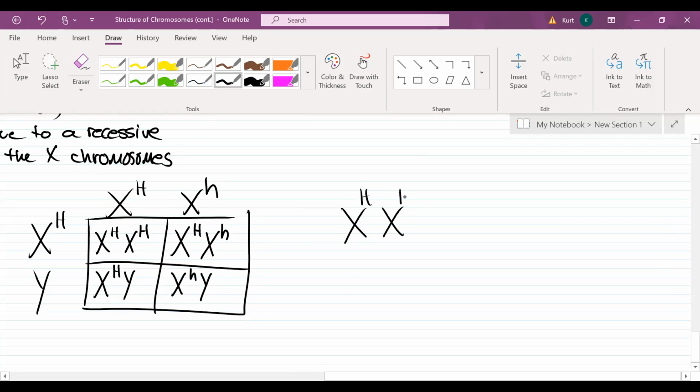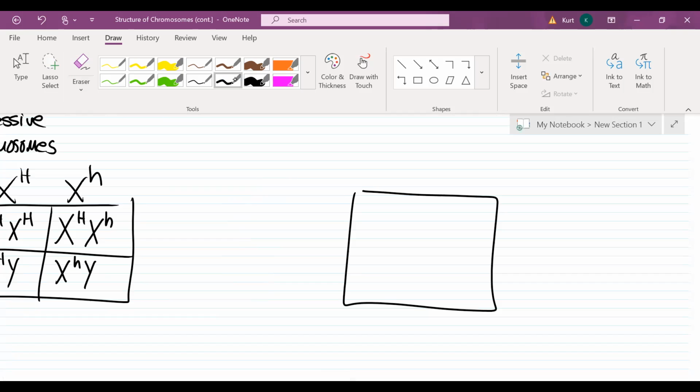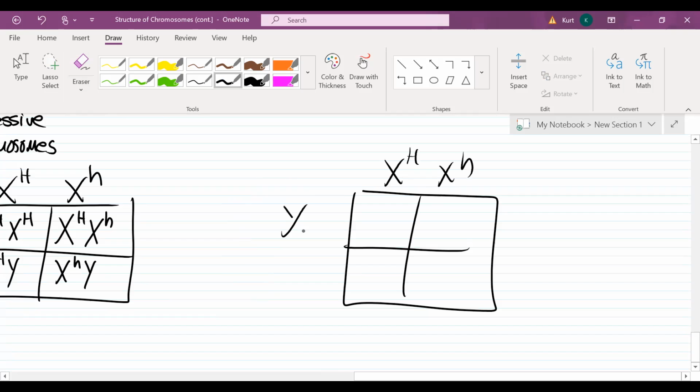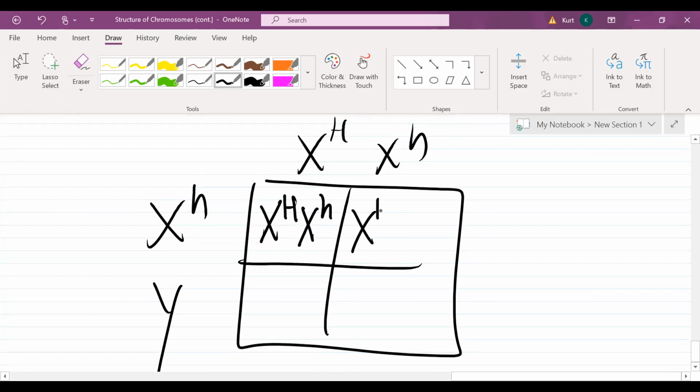Mom would have to at least be a carrier and dad would have to be colorblind. So if you look at that, let's set that up. So here's mom. She's a carrier. Here's dad. What is that daughter? She's a carrier. What is that daughter? She's colorblind. What is that son? Normal. What is this son?